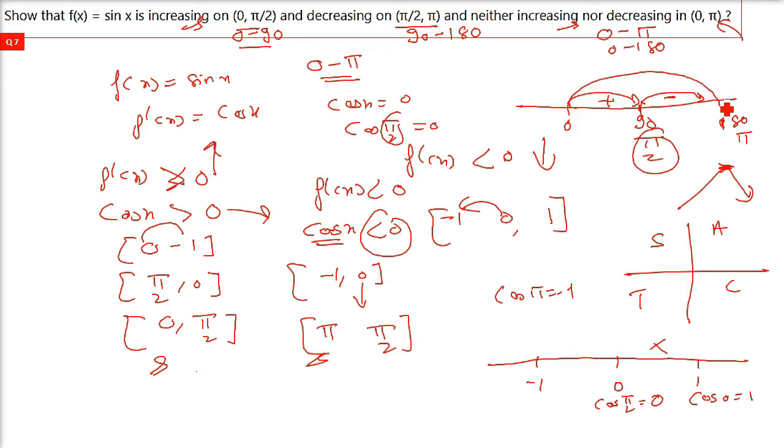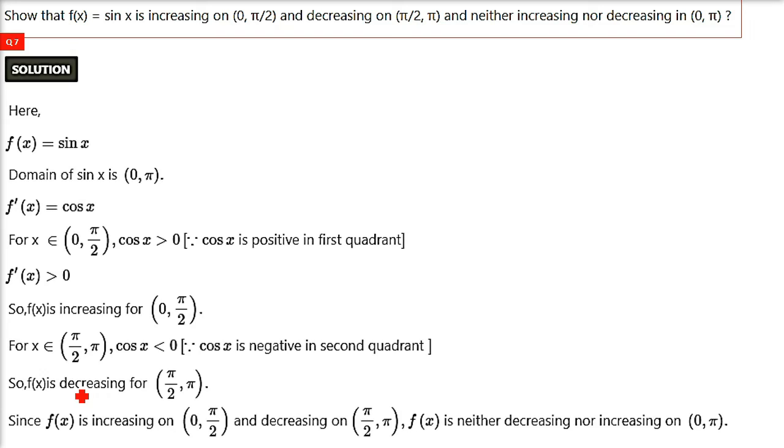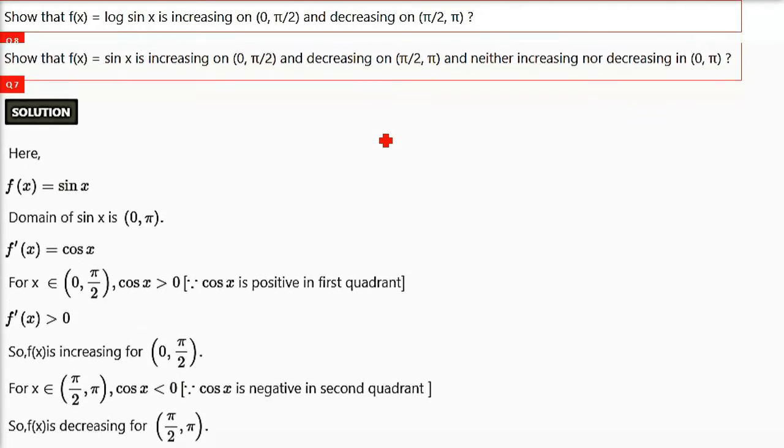Now coming to the second part. See, 0 to pi by 2 it is increasing, and the whole interval 0 to pi has two intervals. In one interval it is increasing, we have shown it. In the other interval it is decreasing. So in the whole interval of 0 to pi it is neither increasing nor decreasing, because sometimes it is increasing, sometimes it is decreasing. So let me show you what I have explained, and this is what you have to give. And I would urge you to make the diagrams and add sugar to coffee to make your argument stronger.